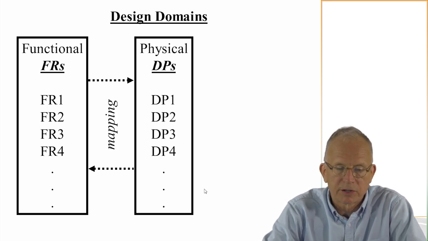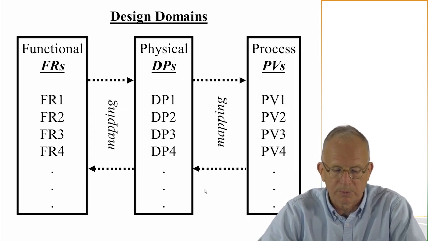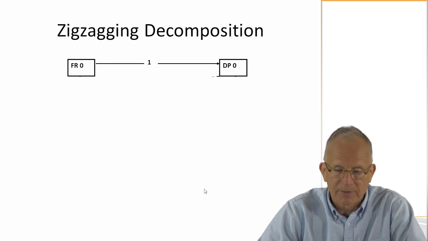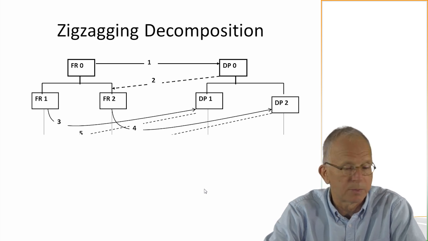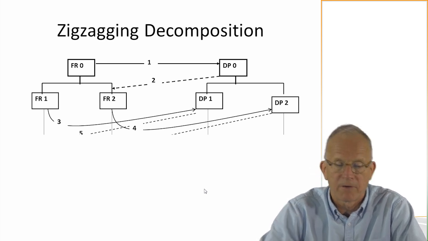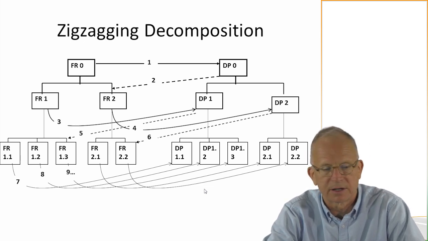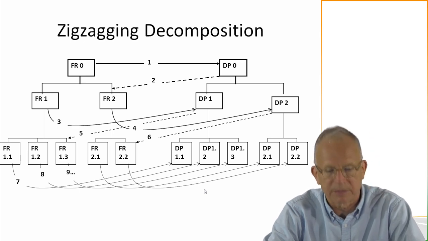Design domains. Remember, first is the functional domain, and that can be mapped onto the physical domain as well as onto the process domain. For decomposition, we start at the top with FR0 and DP0. This decomposes into the next level, which might be 2 or more FR-DP pairs, and into the next level, here shown is a combination of 3 and 2 in the first and second branches, respectively.